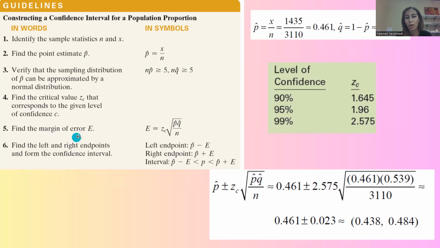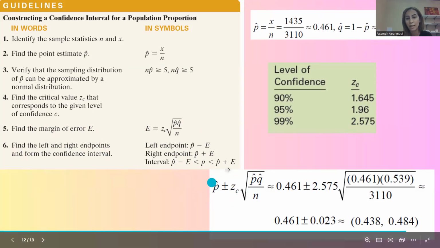So now that you have all the information, you can start working on the margin of error E. The margin of error has a formula. ZC times square root of P hat Q hat divided by N. This is the distance, the margin of error. In the next step, you can find the left and right endpoints for the population proportion. So P hat minus E and P hat plus E forms the lower bound and upper bound for population proportion.